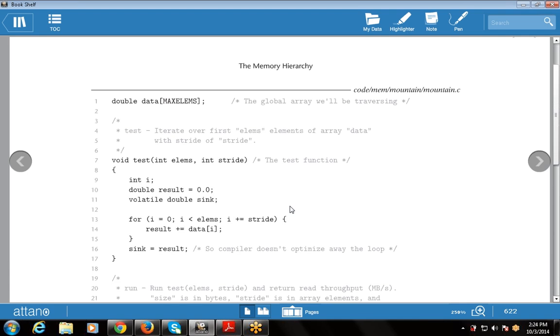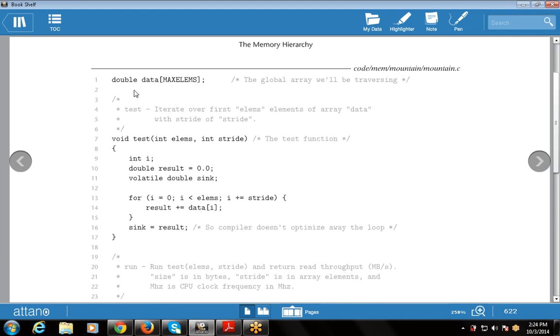This is an example in C language: double data, then void test with int elements and int stride. That is a test function. The data is a global array, declared globally, so it can be accessed by anyone. Then int i, then double result equals 0.0. Result is a variable of type double, initialized to 0.0.